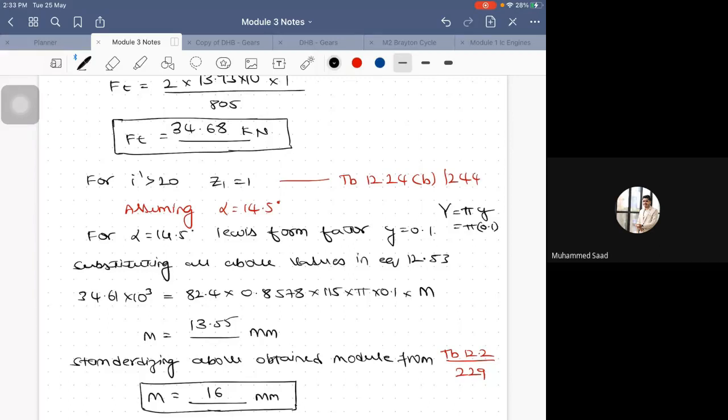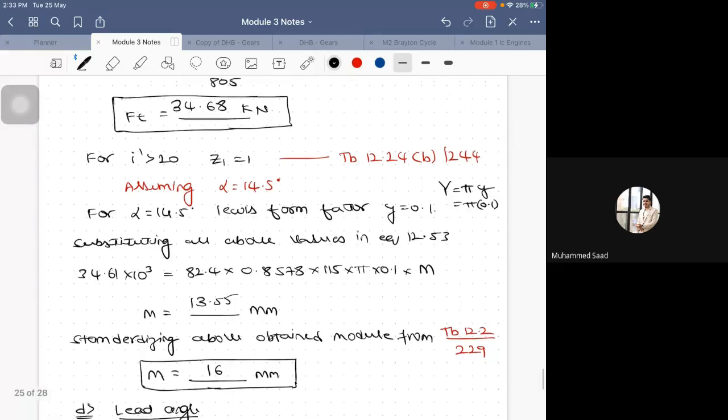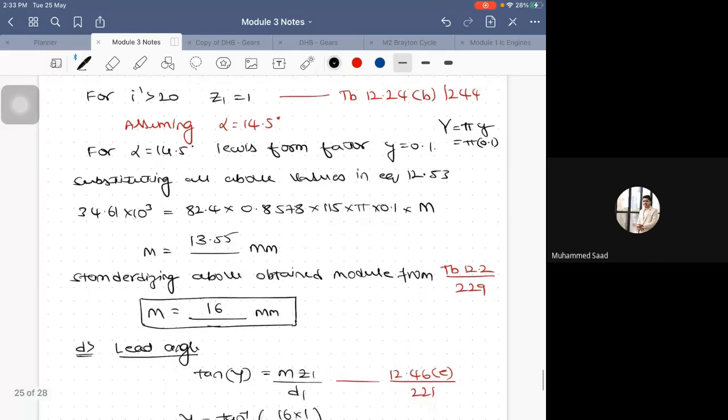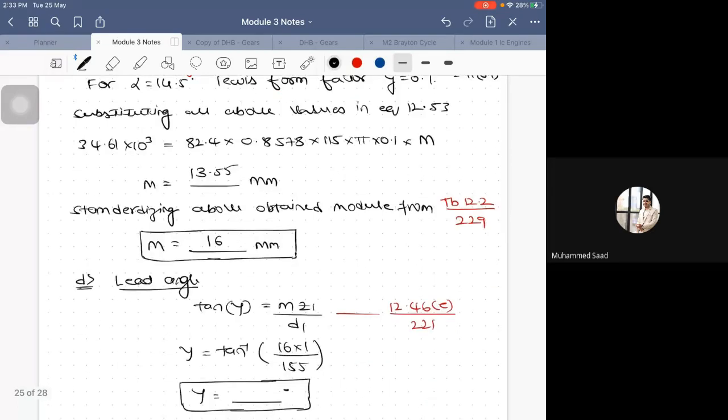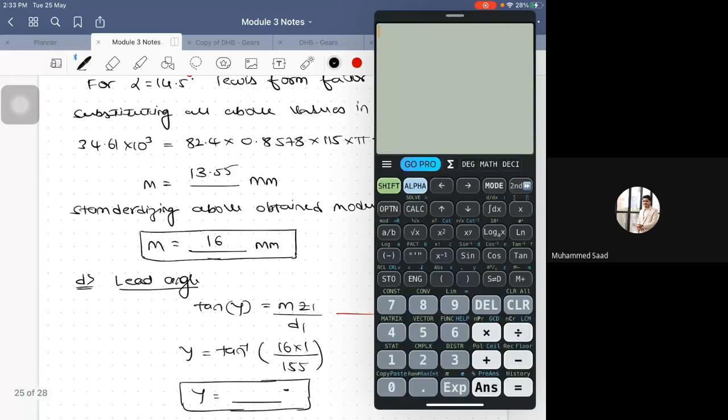Once you got the module, go now to calculate the lead angle, which is step number D. The lead angle is given by expression 12.46 to 12.47. Substitute all the values there. You have tan inverse of 16 divided by 155, that is 5.89. So it is 5.89 degrees.